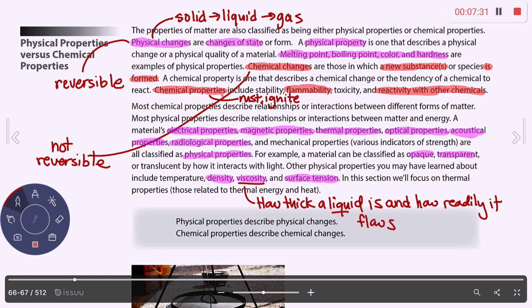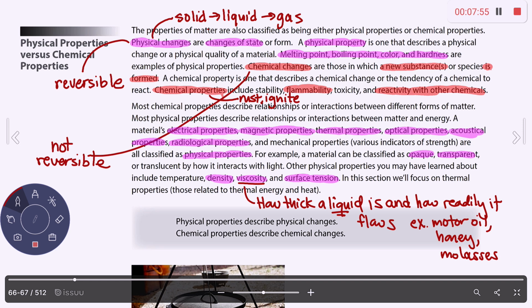So viscous substances, it would only be appropriate to use that term if you were describing a liquid. To give you some examples of viscous substances that you are familiar with, I would put motor oil here, or honey, or maybe molasses. And those are all thick liquids.